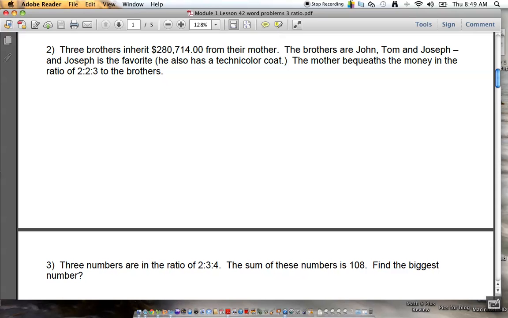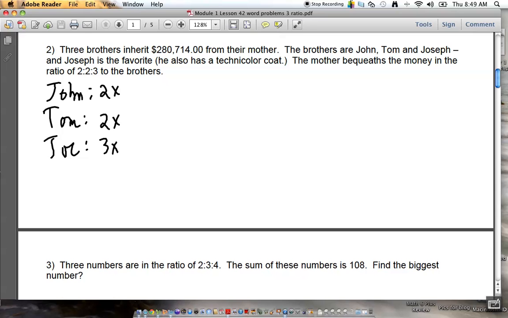Okay, now this problem is a little bit more detailed than the other problem. So I'm going to make sure that I do some kind of setup here, like first consecutive integer, second consecutive integer, and so on. In this case, there are three brothers, John, Tom, and Joseph. So I'm going to write those down: John, Tom, Joe. And it says here they're in the ratio of 2 to 2 to 3. So it's going to be 2x, 2x, 3x.